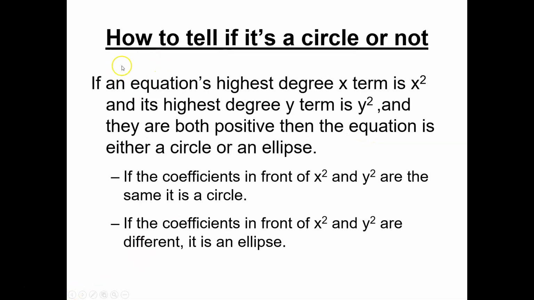So for it to be a circle, if an equation's highest degree x term is x squared and its highest degree y term is y squared, and they are both positive, then the equation is either a circle or an ellipse. If the coefficients in front of x squared and y squared are the same, then you're going to have a circle. If they are different, you have an ellipse. We will talk about ellipses on Monday. But if you have the same number in front of both your x squared and your y squared, then you're dealing with a circle for these.